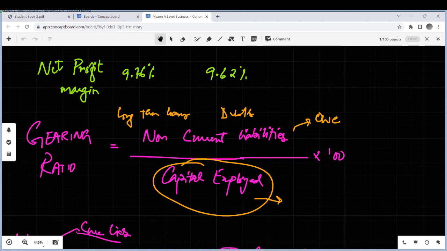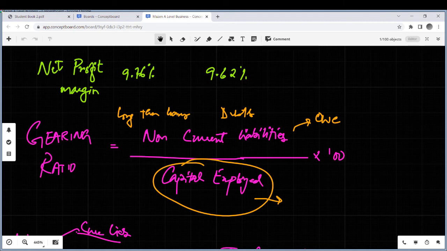So the higher the gearing ratio of a business, the more risky that business is, because they're not doing business from their own money. First of all, they're doing business with borrowed money. The first question is, why not invest your own money, why borrow? Somebody might say that the owners did not have that much money to reinvest in the business, that's why they borrowed. But it still raises alarm bells.